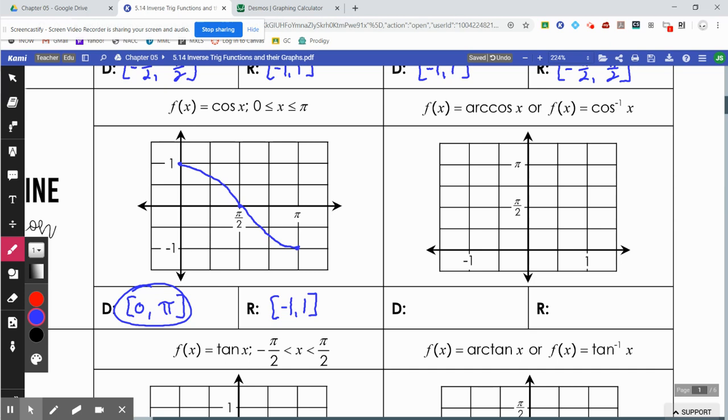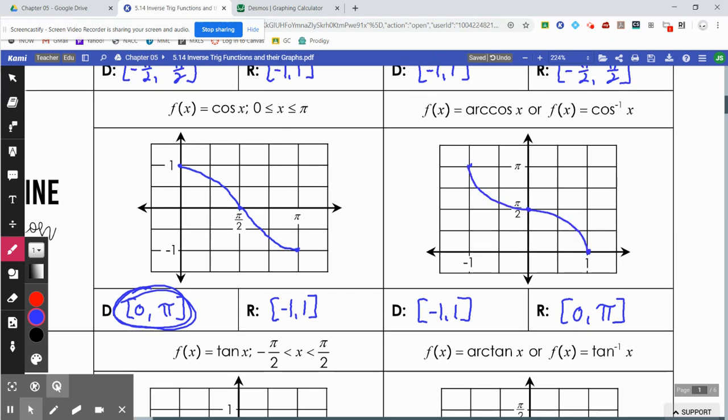Okay, so the arc cosine, since the domain of our original function is 0 to pi, the range of our inverse would be from 0 to pi. And the domain of our inverse would be from -1 to +1, because again, an inverse switches your domain and range, and here's what its graph would look like, which looks very similar to the original, but it has been inverted. So therefore, there is your inverse graph.